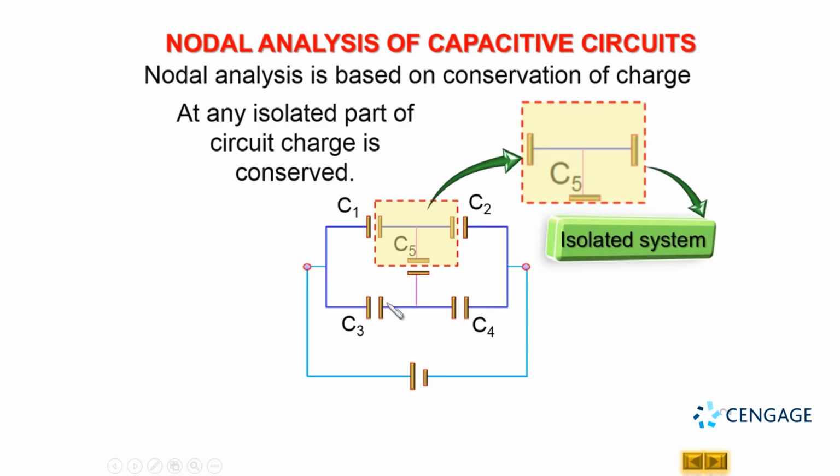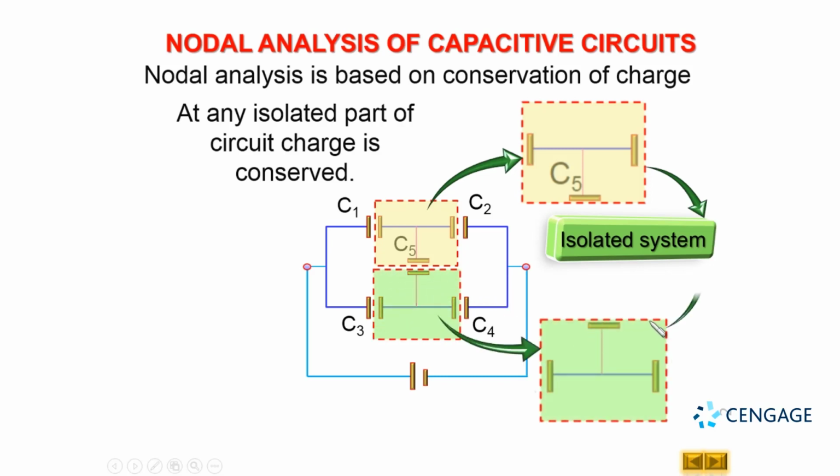Now observe these 3 plates, that is the lower plate of C5, right plate of C3, left plate of C4. Again, you can observe, they are not connected elsewhere in the circuit. We can say these 3 plates again form an isolated system. Now we know the meaning of an isolated system. Also we know conservation of charge for an isolated system, that is charge should be conserved for the isolated system.